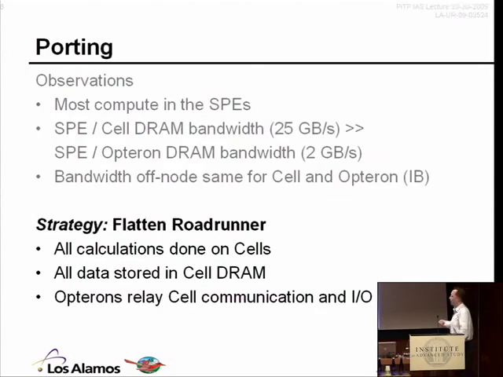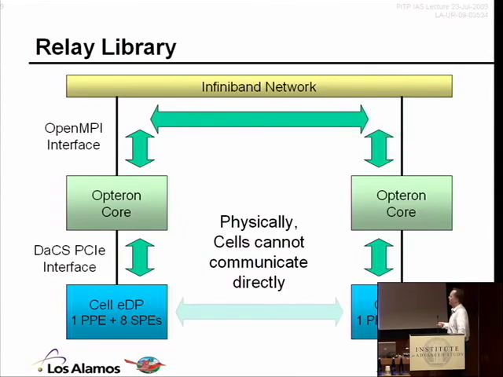So our strategy in porting VPIC was to flatten Roadrunner. We would do all of our calculations on Cell. All of our data would be stored in the Cell DRAM, and the Opterons would relay Cell communications and I/O. Effectively, the Opterons are vestigial. We would be just as happy to run VPIC without any Opterons at all on a machine like Roadrunner.